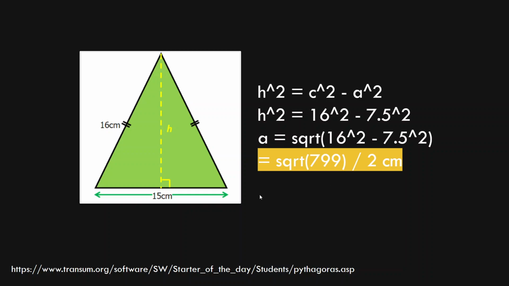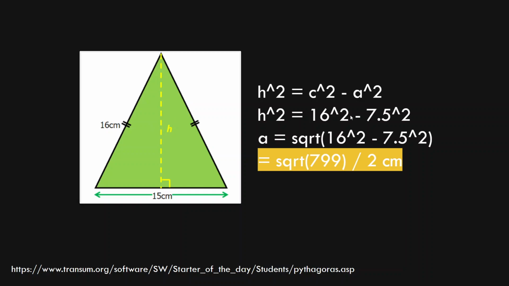This one is a bit trickier. This is a different triangle. This is not a right angle triangle. The Pythagoras theorem has to be used for only right angle triangles. So we can split this isosceles triangle into two different right angle triangles.